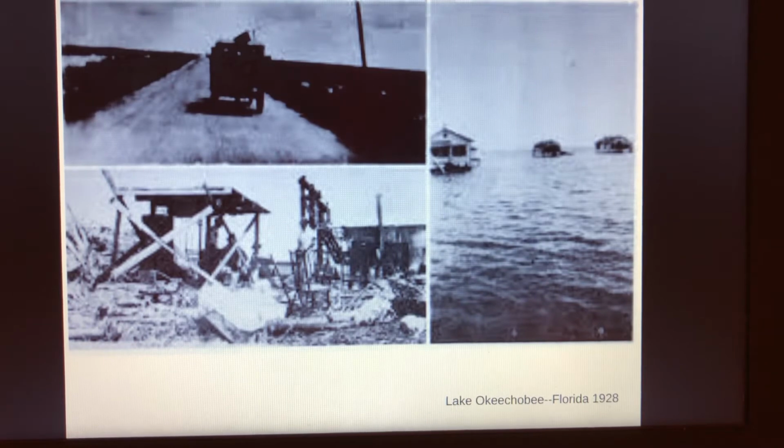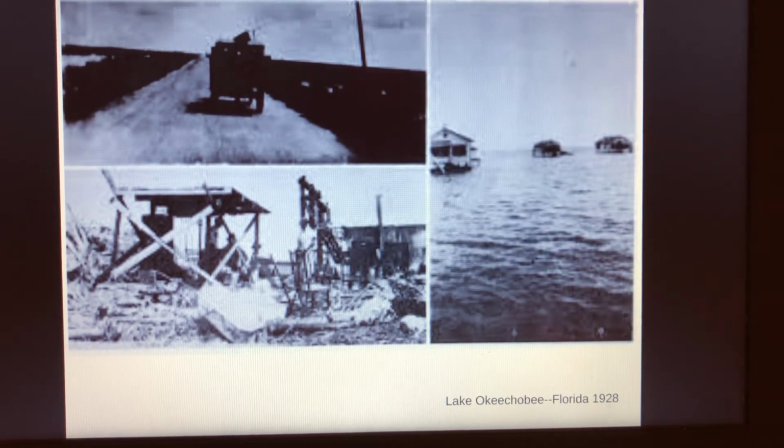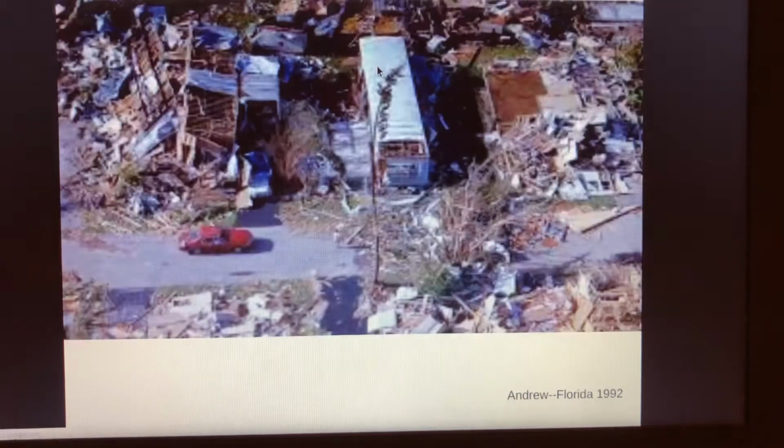This is Lake Okeechobee in Florida. This is the second most deadly hurricane that ever happened, in 1928. And again, you can see the storm surges come in and flooded whole neighborhoods and has torn houses and everything completely apart. This is Hurricane Andrew in Florida, one of the most expensive there ever was until Katrina came along.